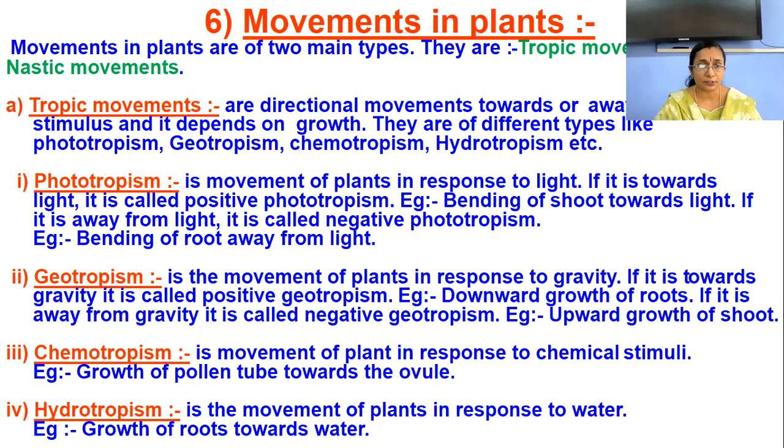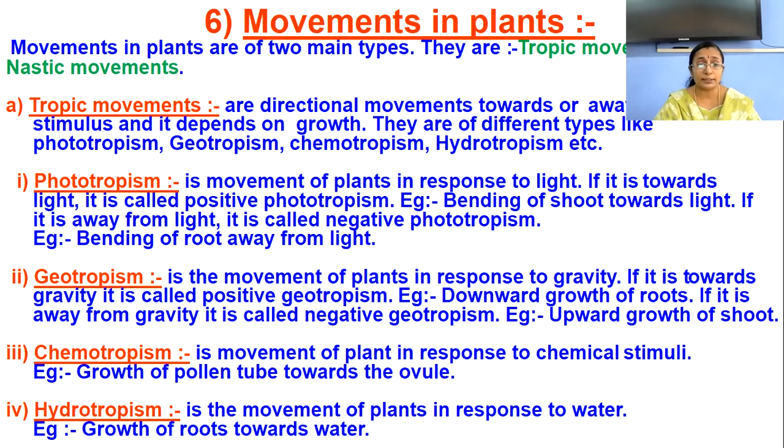So we'll see each of these trophic movements. The first one we call phototropism. Phototropism is movement of plants in response to light. Photo refers to light. So phototropism, movement in response to light. In this we generally see that both parts of the seedling will not grow towards light. It is only the shoot part that grows towards light, whereas the root is growing away from light. So this growth of the shoot towards light we call positive phototropism, whereas growth away from light is called negative phototropism.